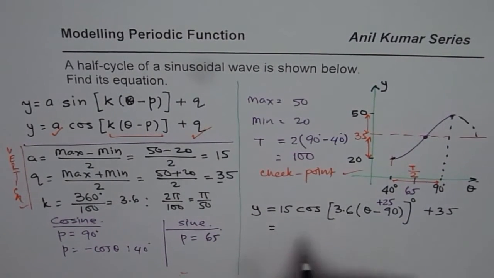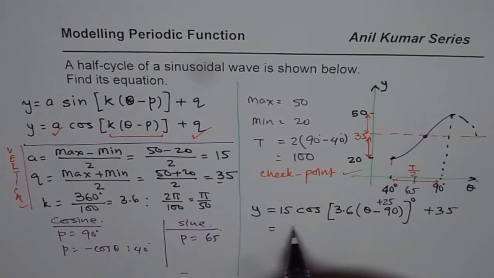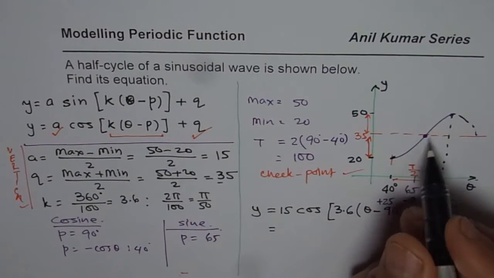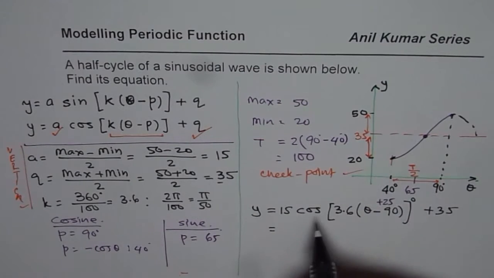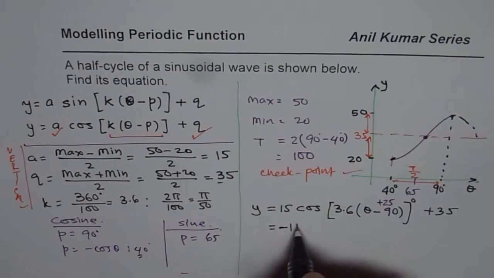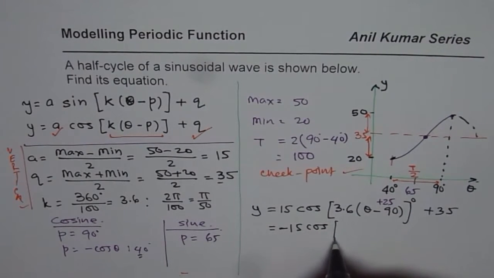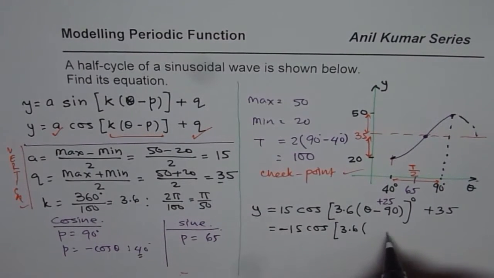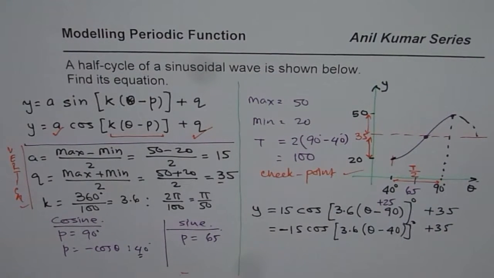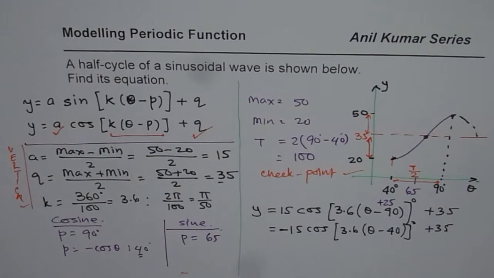The other way could be, we could think this is the starting point. So it's negative of cosine without any phase shift, right? So, I mean, the phase shift is 40. So negative cosine with phase shift at 40, right? This is what we are considering. So we could write this as negative 15 cos of 3.6 theta minus 40, right? All this is in degrees, plus 35. So likewise, we can give two cosine functions.